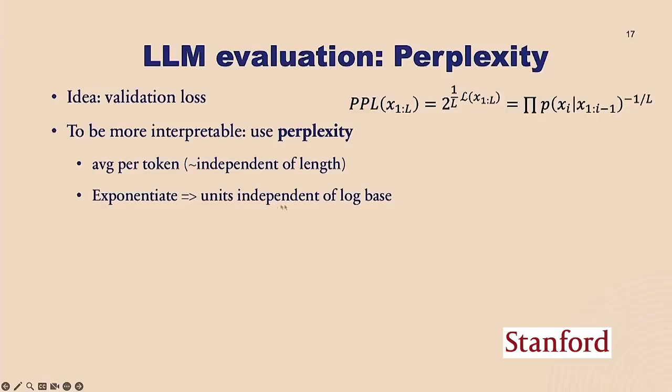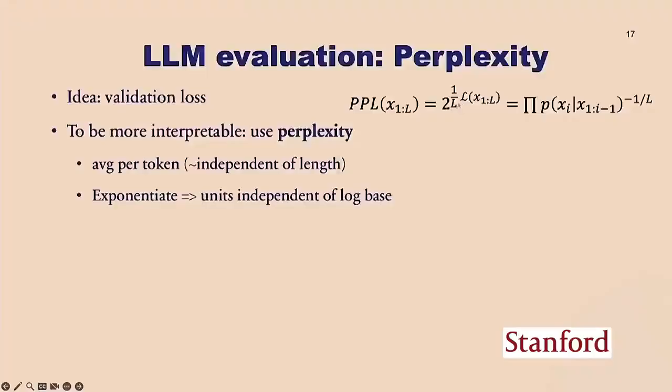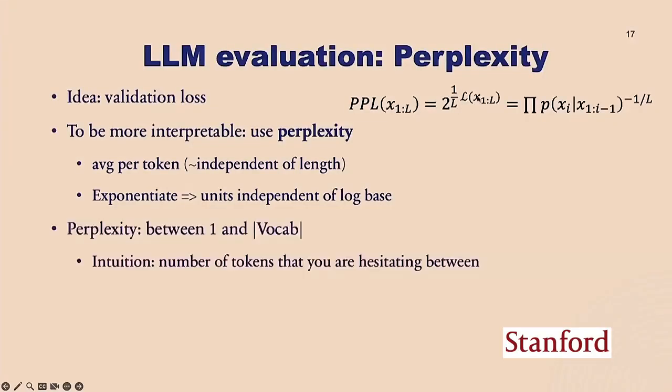The reason you exponentiate is that the loss has a log inside, and one, humans are pretty bad at thinking in log space, but two, logs depend on the base of the log. While when you exponentiate, you basically have everything in units of the vocabulary size. And the average per token is just so that your perplexity is independent of the length of your sequence. So perplexity is just 2 to the power of the average loss of the sequence.